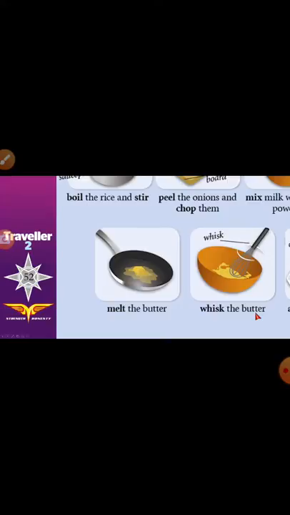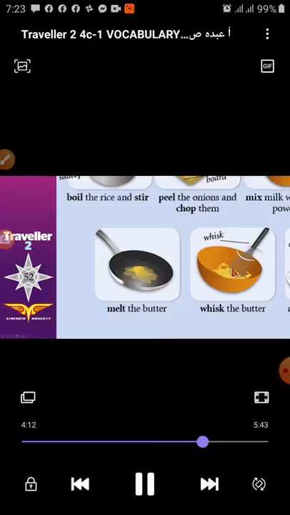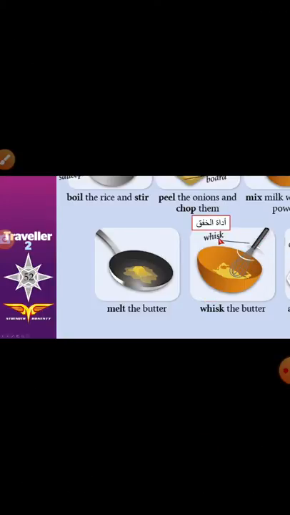Whisk the butter. Whisk means mix quickly using a whisk. This thing is a whisk. It's a noun, with the same pronunciation as the verb. This is the whisk. I am whisking the butter.